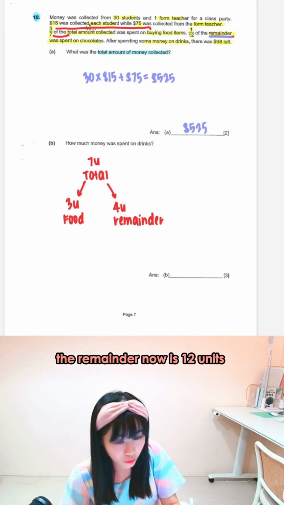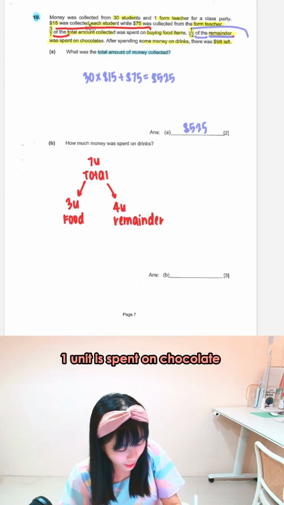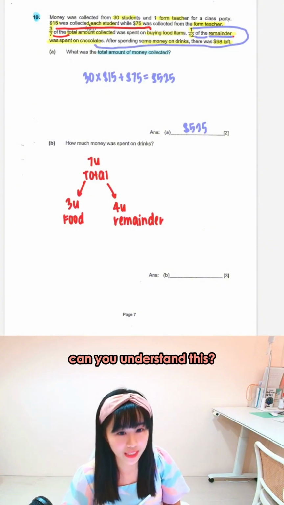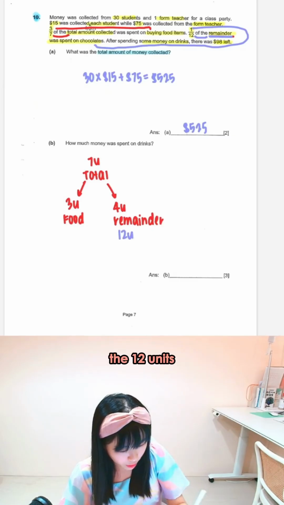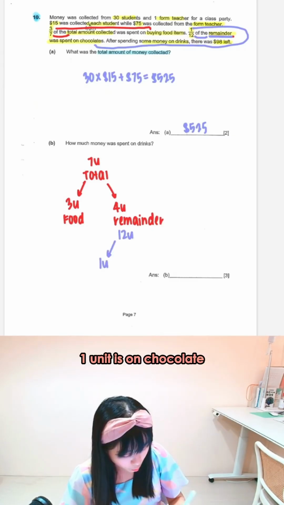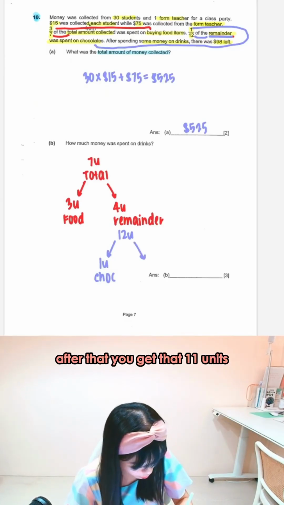Now you look at this, the remainder, right? Now it's 12 units. Out of that 12 units of remainder, 1 unit is spent on chocolate. Can you understand this? So now your remainder, you're going to write below is the 12 units that come from the denominator. 1 unit is on chocolate. After that, you get that 11 units.